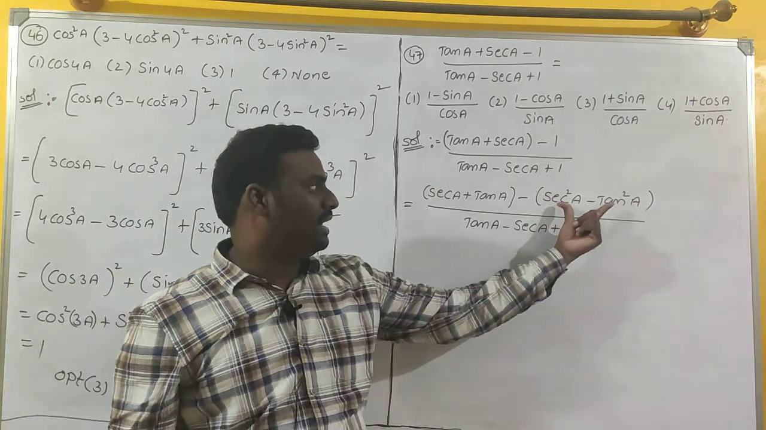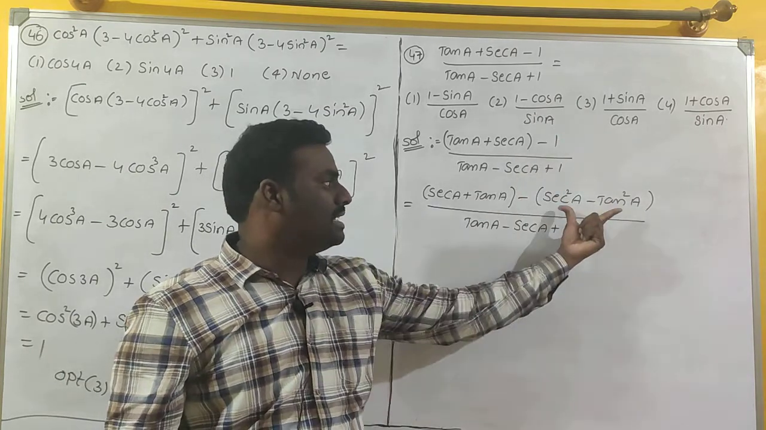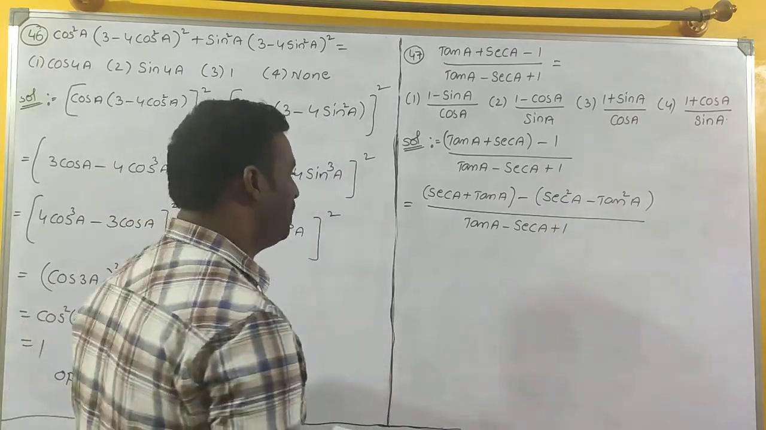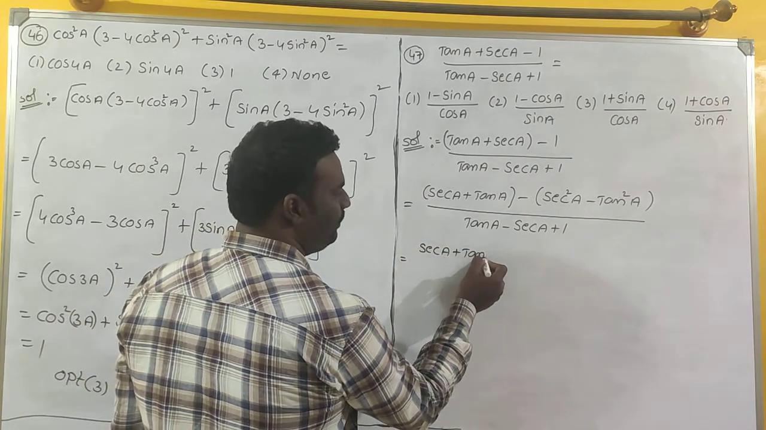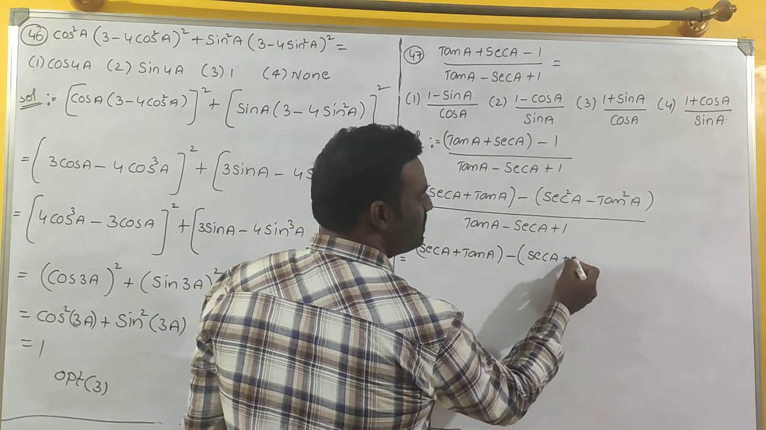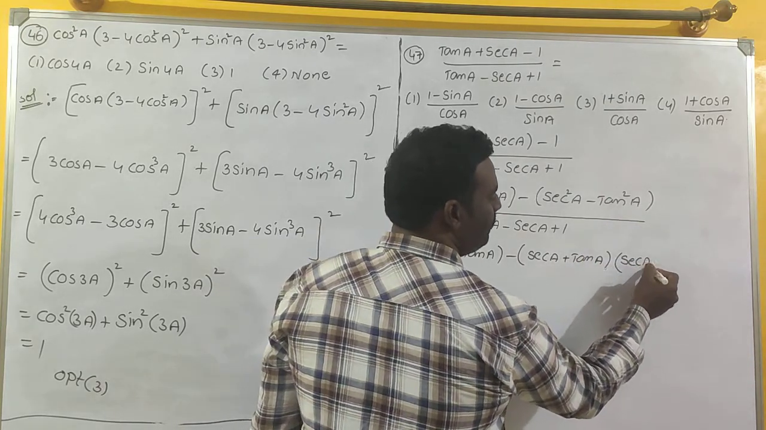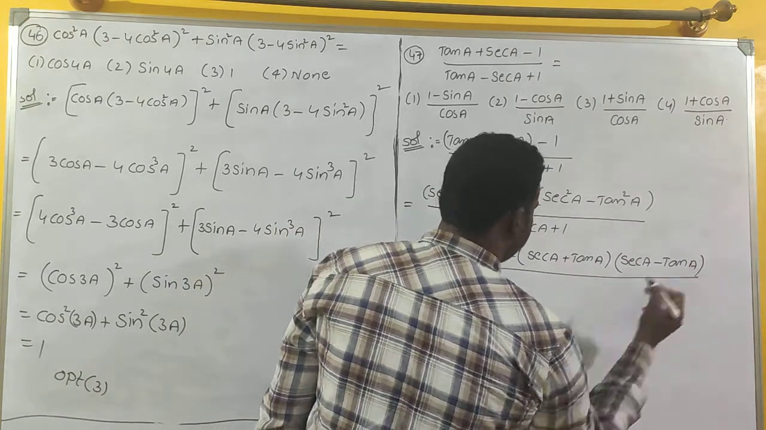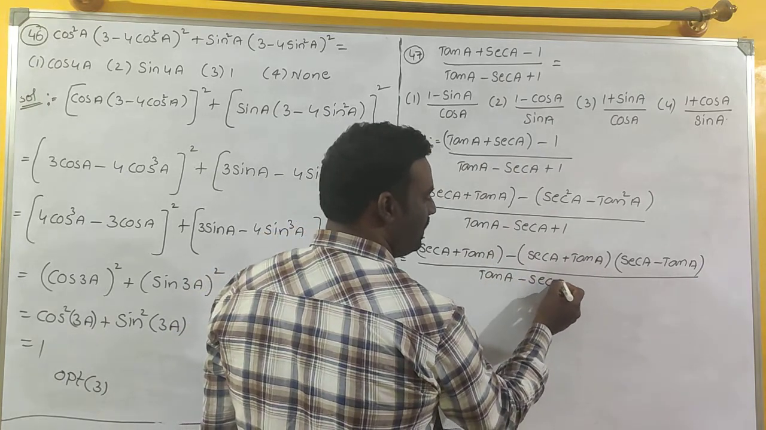Understood how this value comes? It is an identity. Secant square theta minus tan square theta is equal to 1. It is in the form of A square minus B square. It can be written as (A plus B) into (A minus B). That equals to (secant A plus tan A) into (secant A minus tan A), since A square minus B square can be written as (A plus B) into (A minus B). I am not changing the denominator, you take it as it is: tan A minus secant A plus 1.